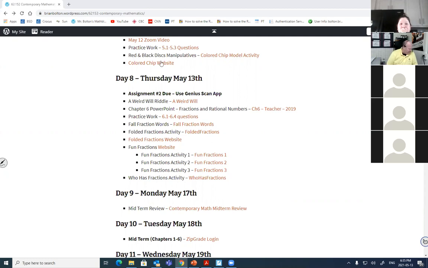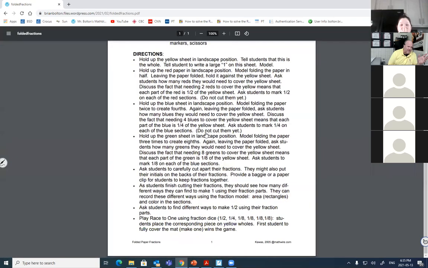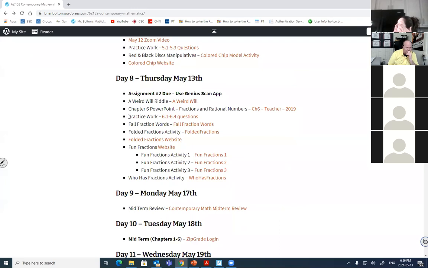Here, let me show you something. Can you see my screen? If you have a chance to go back, this is the folded fraction activity, right? This is the one where you take the construction paper and you fold it and you break it down into half, a quarter, eighths, and you can use that. And there's games you can play with them. I don't know if I linked the game, so I don't think I did in this case.